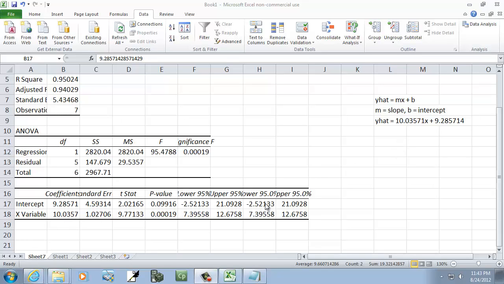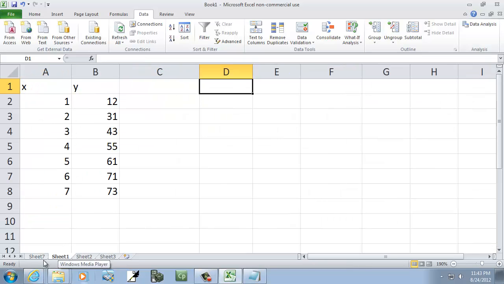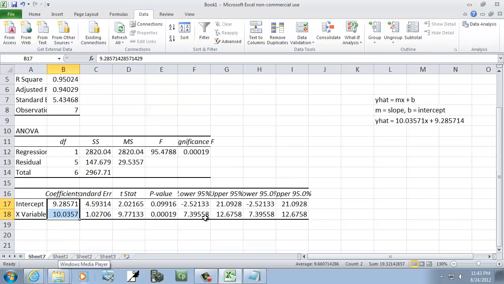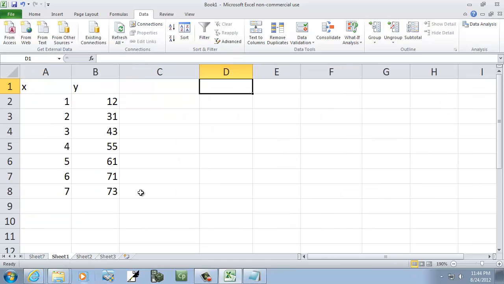Okay, we just found our regression equation using data analysis. And again, the problem with this is it's hard-coded. As I change values over here in Sheet 1, this would not automatically update. I'd have to redo it. So if I come over here, we can use formulas for this: our slope and our intercept.